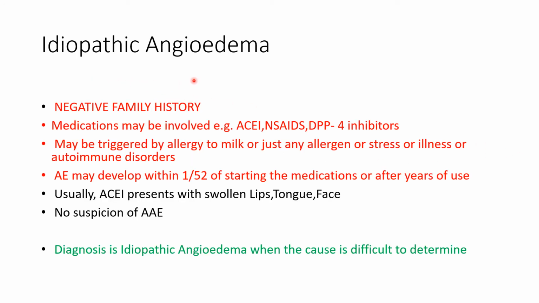Now, idiopathic angioedema will become the order when there's negative family history, but there may be medications involved like ACEI and NSAIDs, may be triggered by allergy to milk or just any allergen or stress or illness or autoimmune, may be developed within 1 week of starting the medication or after years of use. And there's no suspicion of acquired angioedema. The diagnosis will be idiopathic angioedema when the cause is difficult to determine. Idiopathic means unknown.